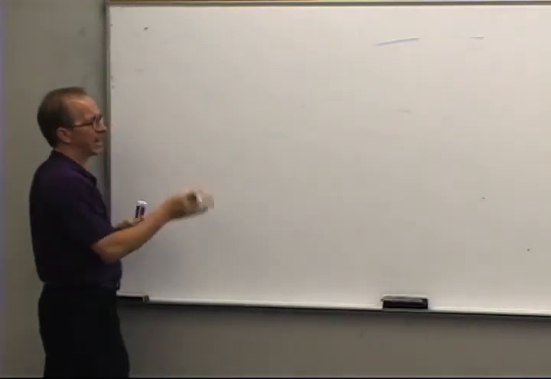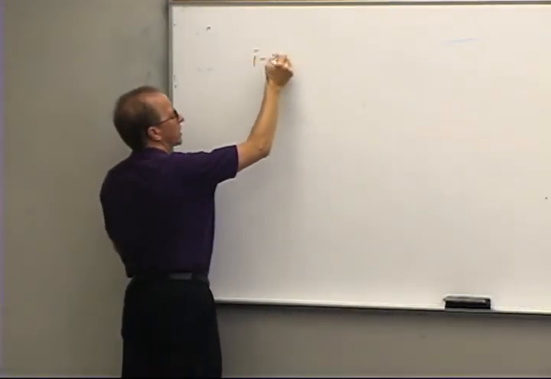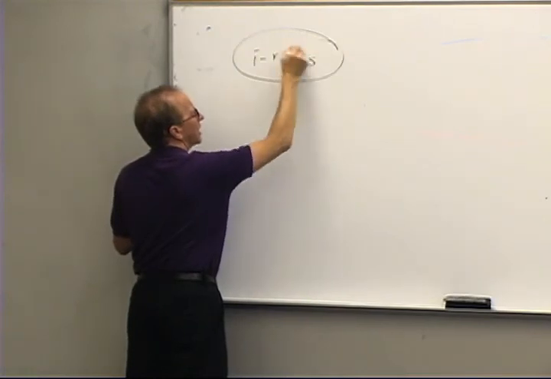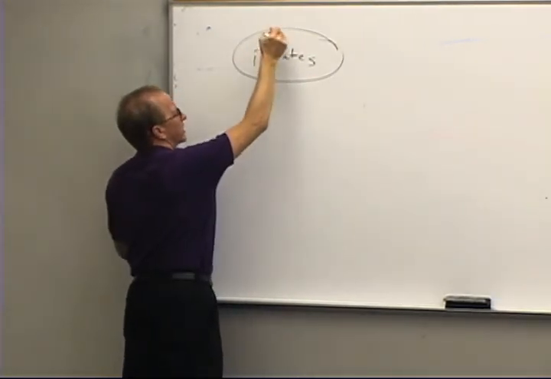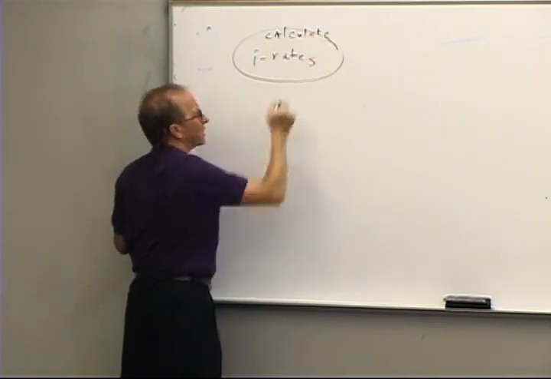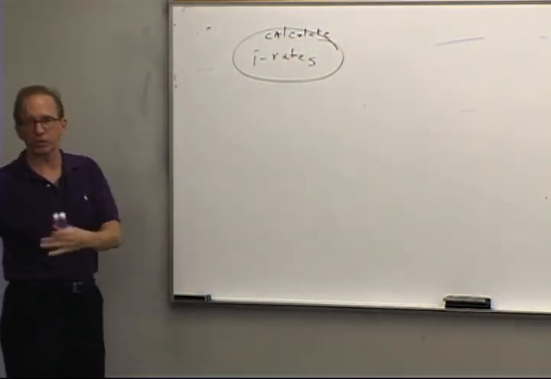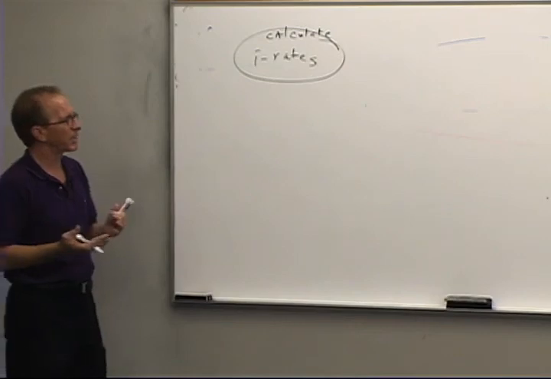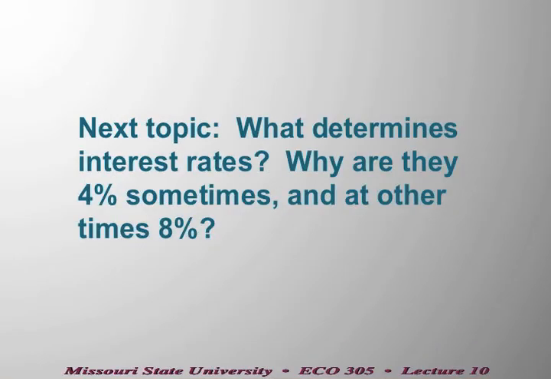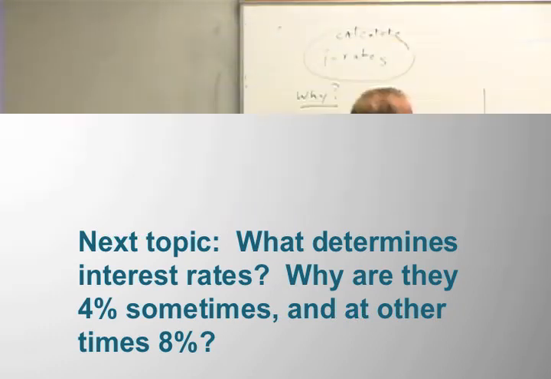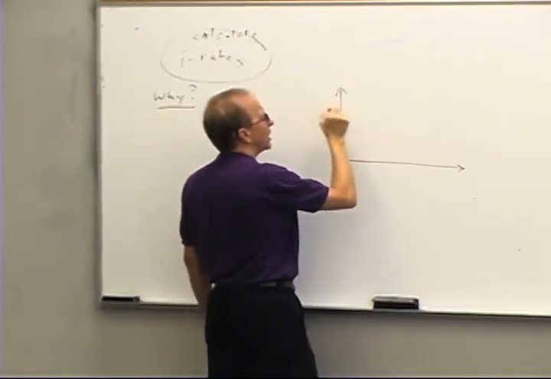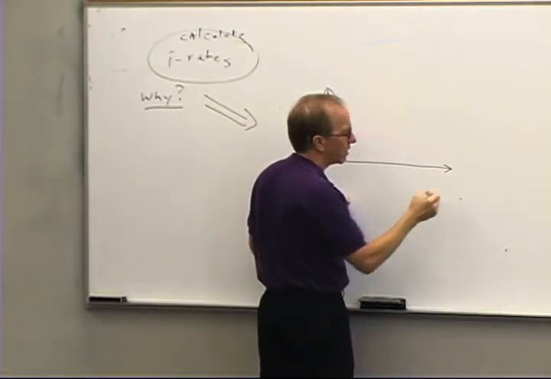Here's what we want to talk about now. We just talked about interest rates, about how to calculate them. 4%, 6%, 8%, how to calculate it. But the real question, or the next question we want to talk about is, why are interest rates whatever they are? Why are interest rates 4% or 6% or 8%? And so what we are going to do is, and I've already kind of alluded to this previously, we're going to develop a supply and demand model.